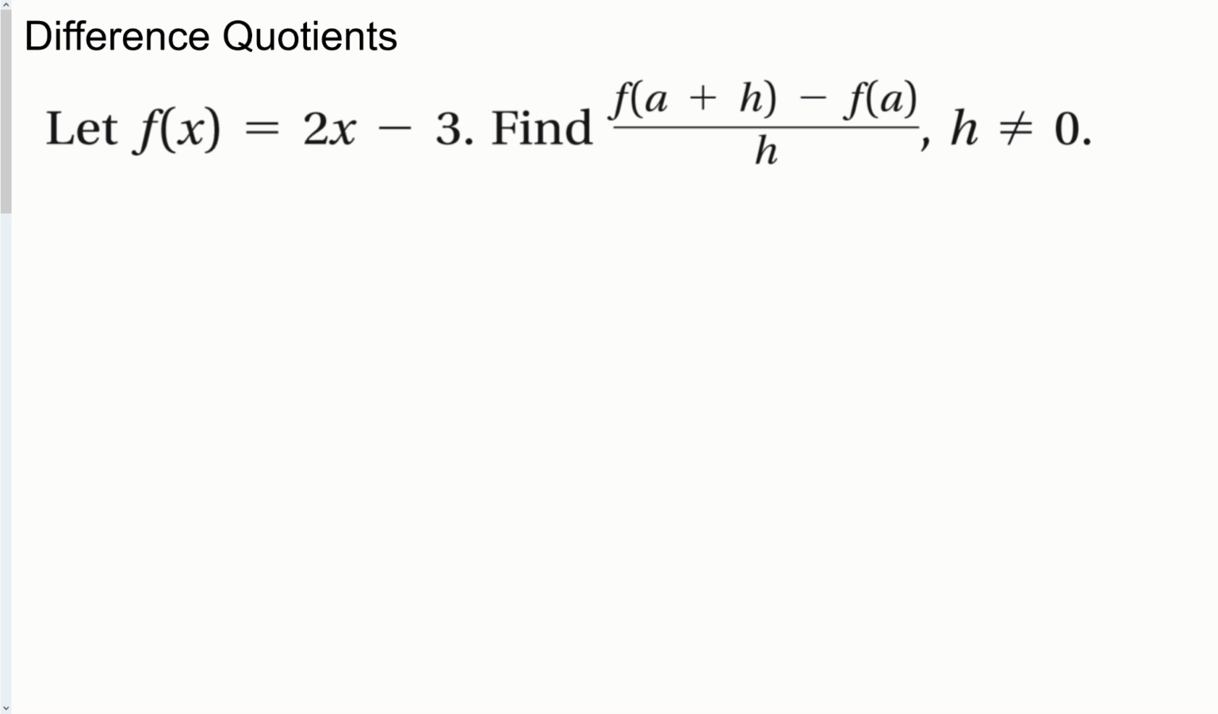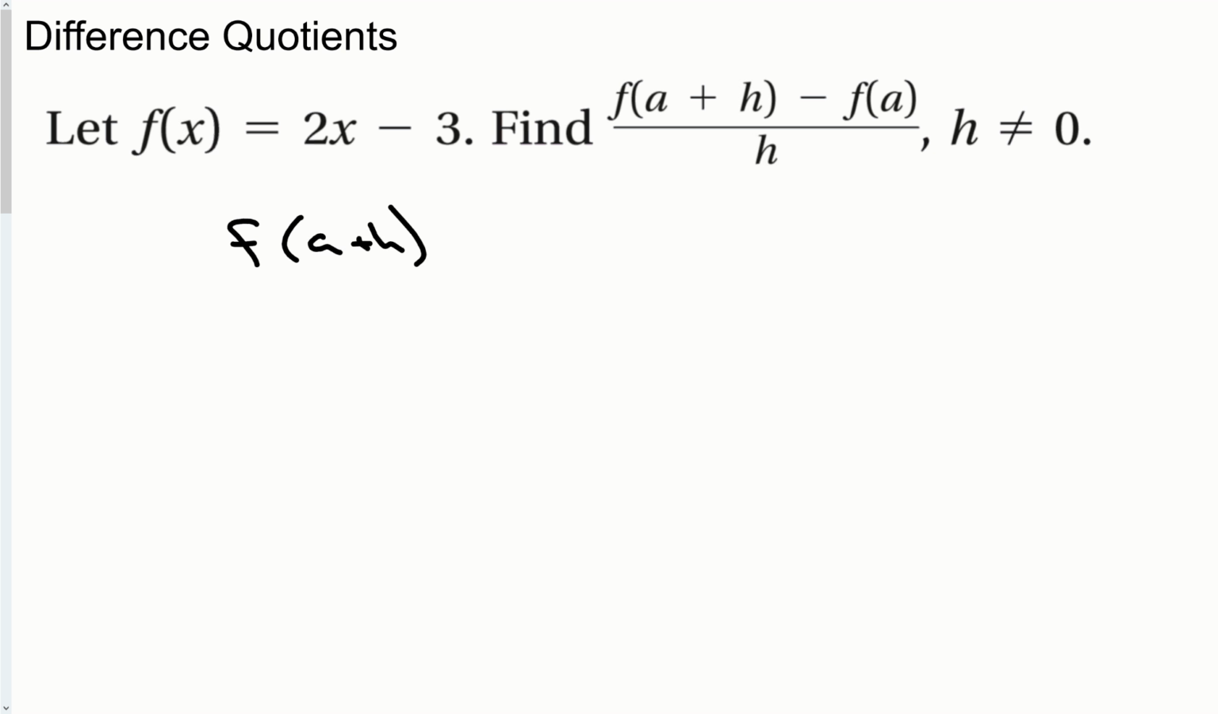Okay, so basically we want to evaluate this function at h, but we can't because h is in the denominator, so we're going to find its difference quotient. So here's my function. Find f of a plus h minus f of a all over h. And we don't even have to use the a's. We can change those to x's. It doesn't really matter. So let's take this a little piece by piece.